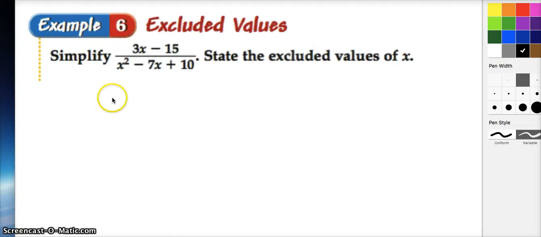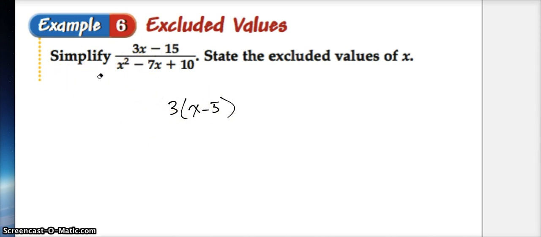We're going to do the same thing here with example 6. We're going to factor the numerator. Can factor out a 3. We're supposed to simplify then state the excluded values. We're tough. We got this. So because I factor a 3 out, I factor the greatest common factor, and I'm left with 3 times x minus 5.